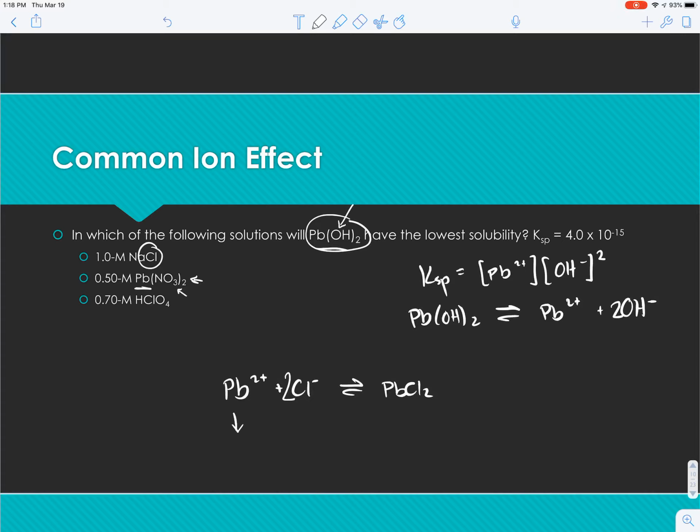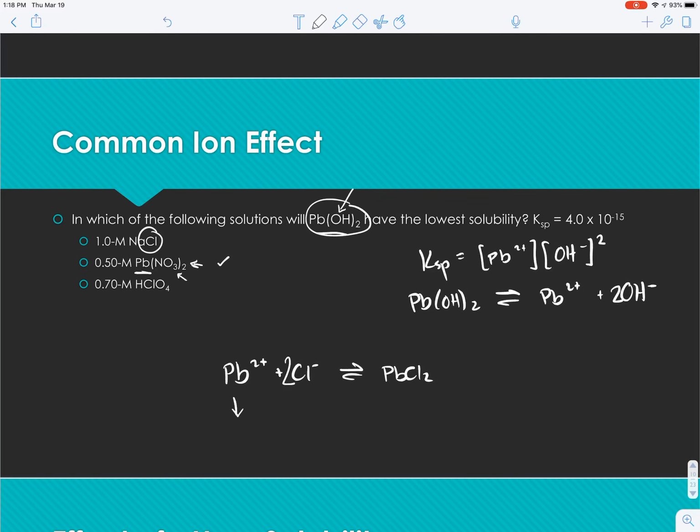Okay. So in which of the following solutions will PbOH2 have the lowest solubility? It would have a low solubility in here. That's correct. Okay, and then 0.7 molar perchloric acid. This, as we know, is a strong acid and will dissociate completely. I mean, we'll just do it the Morgan way. We don't need that H or that water. We'll just do this.